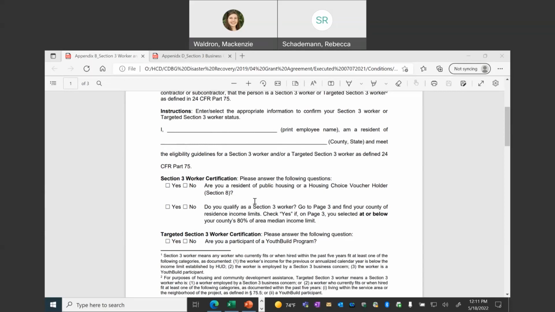For example, the proof of ownership in the business. In this instance, this is a self-certification, so there is no supplemental documentation that needs to be added to this certification form if you go this route and use this as record-keeping documentation as qualification for a Section 3 worker or targeted Section 3 worker.